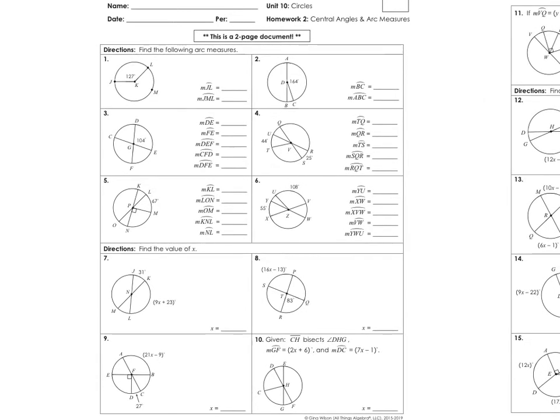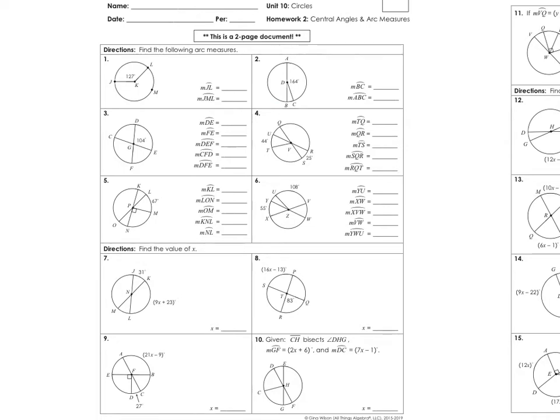The biggest thing I want you to remember about circles is that half of a circle is 180 degrees, okay? And a whole circle is 360. Now, I'm sure you probably remember that, but we're going to use that knowledge a lot, okay?